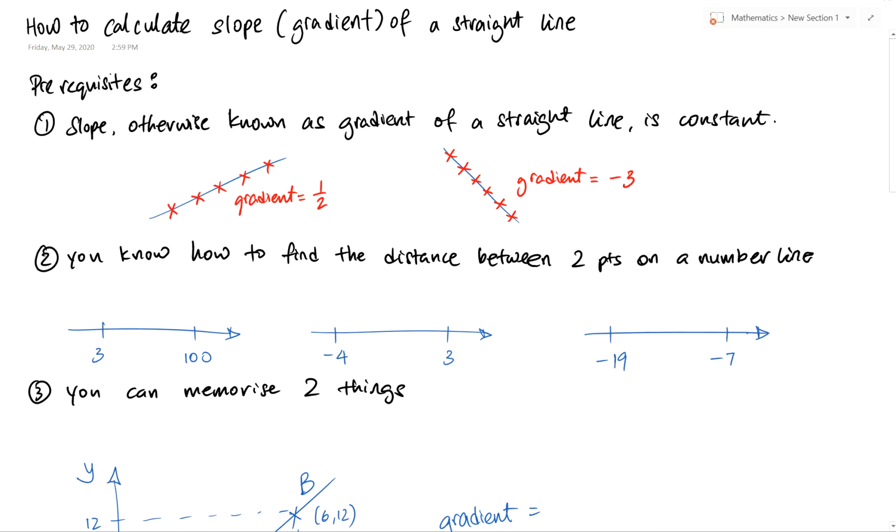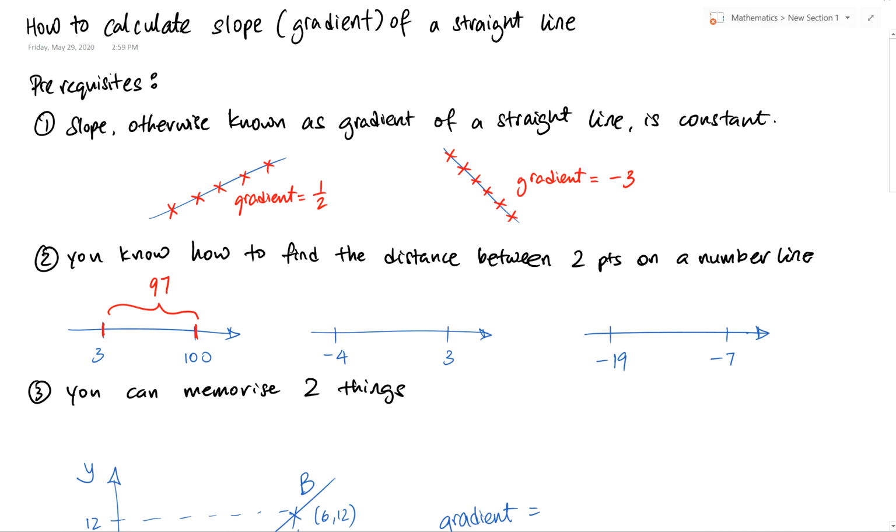The second point is that you need to know how to find the difference between 2 points on a number line. So for example, to find the distance between 3 and 100, the difference between them, we know that this is going to be 97. How we get 97 units is simply take the larger number, which is 100, minus the smaller number, which is 3. 100 minus 3, you get 97.